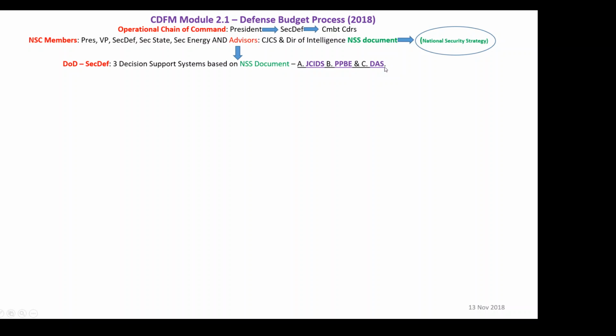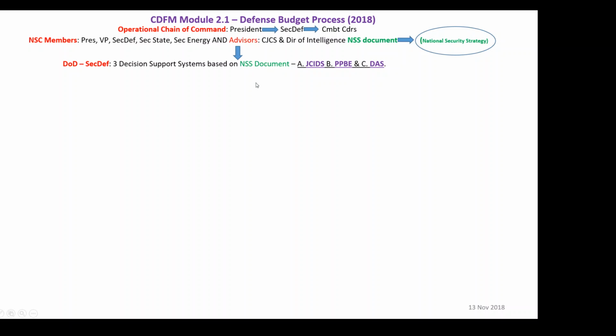And the Defense Acquisition System is the system we use if we do not have that particular item in our capability and we're going to need to develop it. We need to use the acquisition system. So these are the 3 DoD support systems that are used to come up with the defense strategy that meets the national security strategy.